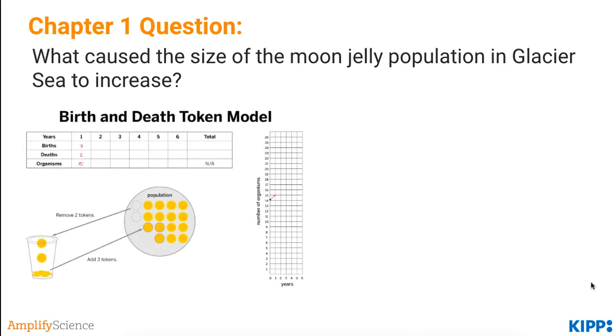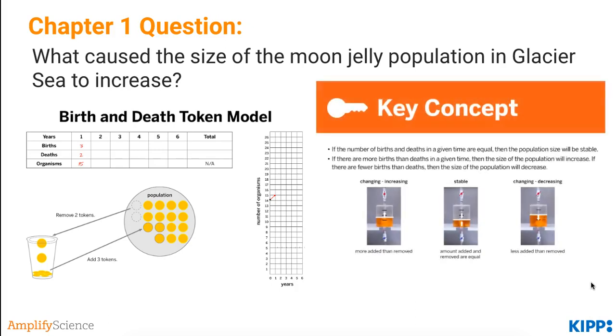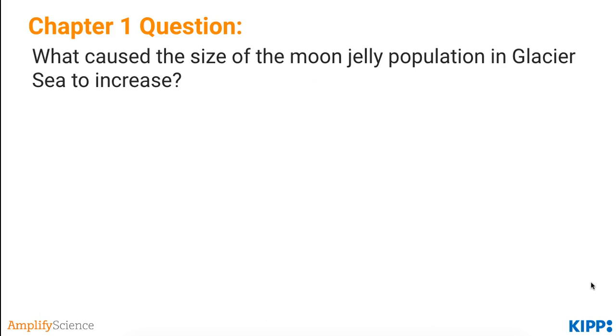Students will then do a hands-on model using tokens to explore how births and deaths can change a population size. Through this activity, they will learn that if births and deaths are equal, a population will stay stable. If there are more births than deaths, then the population will increase. And if there are fewer births than deaths, then the population will decrease.